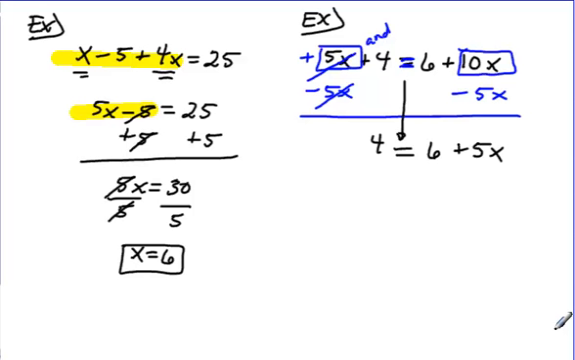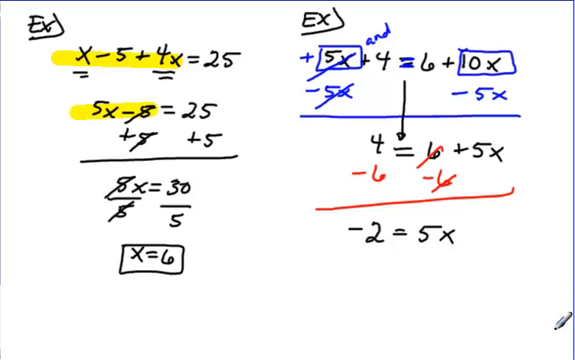To get x by itself, we start with what's least attached. What is it? You got it. It's that 6. So we'll say minus 6. Do the same thing to both sides. 4 minus 6 gives me negative 2. I have 5x left over. Now what? Good. Divide by your 5. Good. So x is equal to negative 2/5.